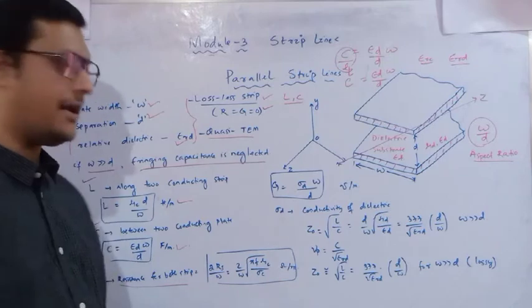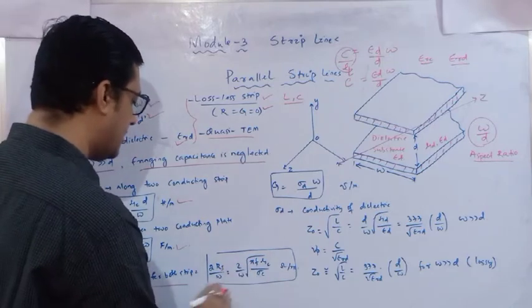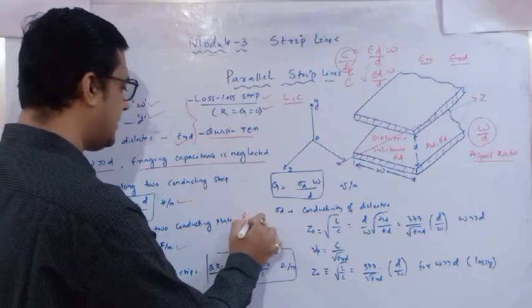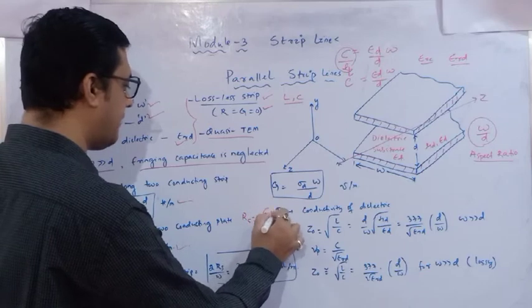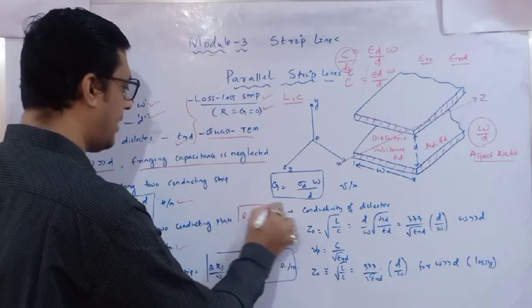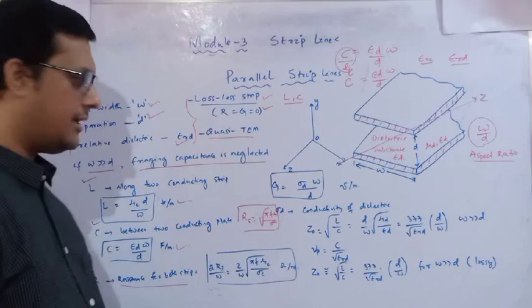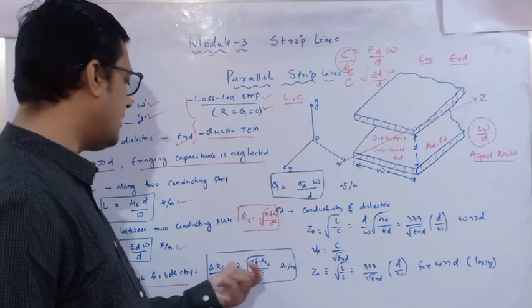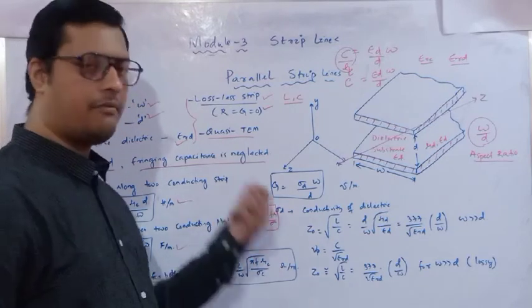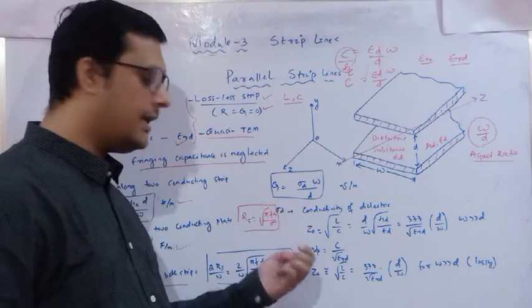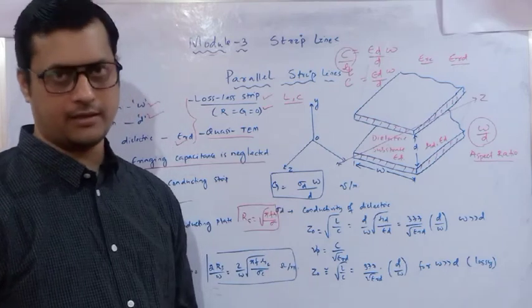In place of Rs, you can substitute the surface resistance value, that is root over of pi f mu divided by sigma. So you can substitute here, and we can form a relation: R = 2 by W root over of pi f mu c divided by sigma c, ohm per meter.